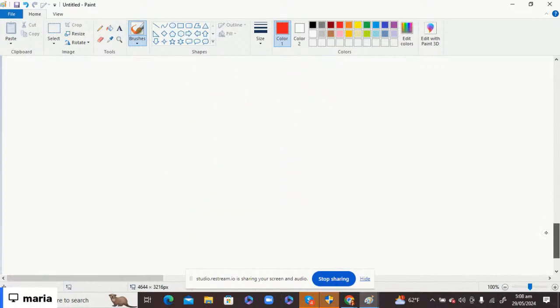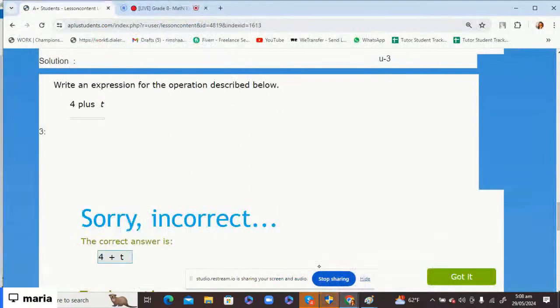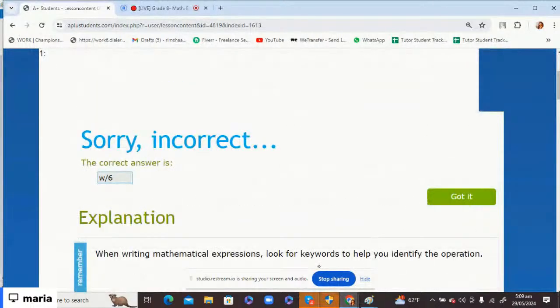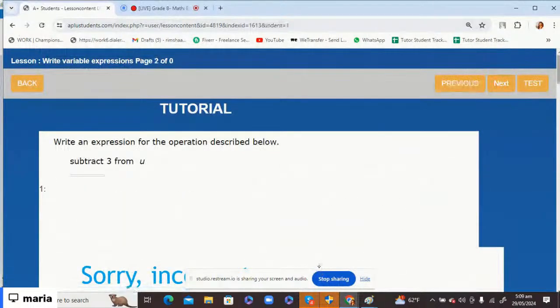Now let's do the multiplication. Let's check, is there any multiplication example? This is also the same thing for multiplication.